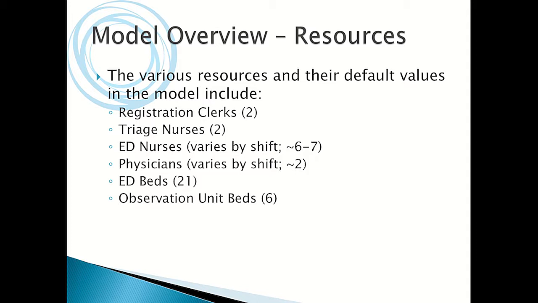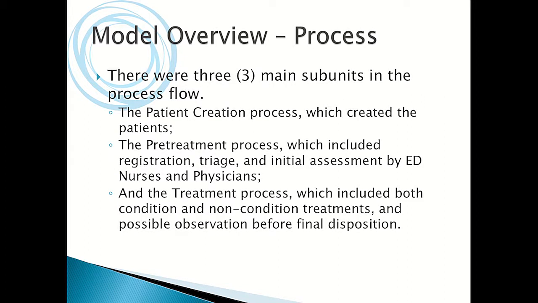So the resources we got from our lit review were, as you can see, registration clerks, triage nurses, different numbers of ED nurses by shift, and physicians. We had 21 beds and 6 observation unit beds. There we go. So there were basically three major things we did. First, we created the patients. We did this separately from the rest of the flows for variance reduction purposes we'll discuss later. We have the pretreatment, which is basically until you decide what you have and how you get treated, and then we have a treatment process.